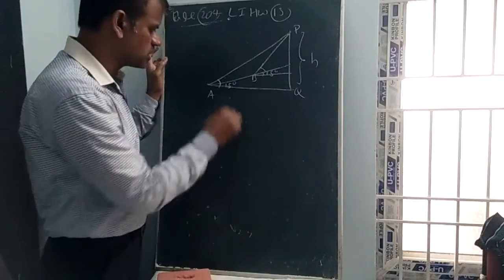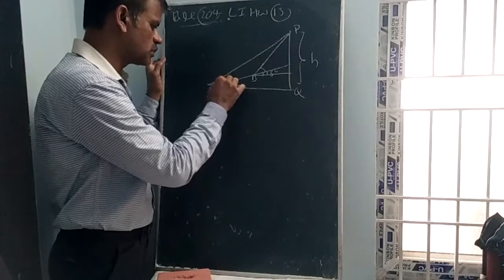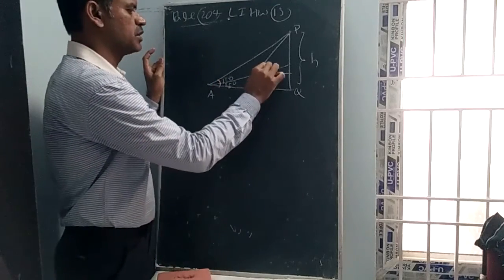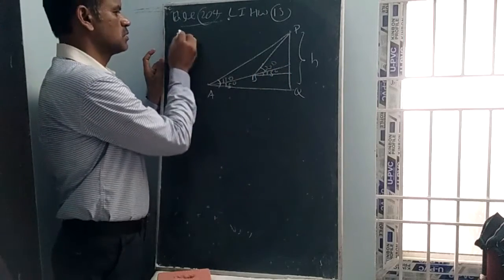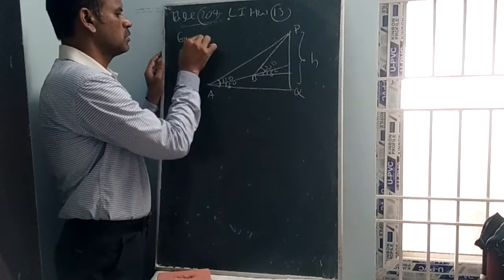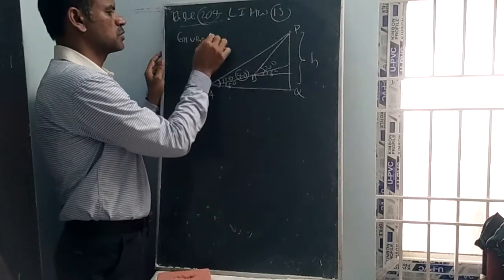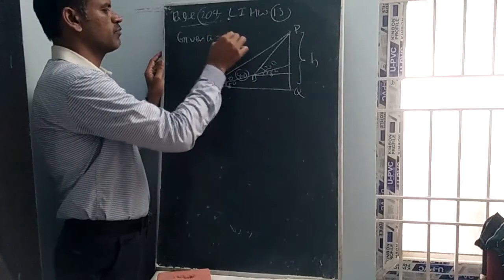Let us see. At A it is 30 degrees. Here it is also 15 degrees. And at B is 45 degrees. So this is 30 degrees. Given value small a is 40 meters. So given small a is equal to 40.